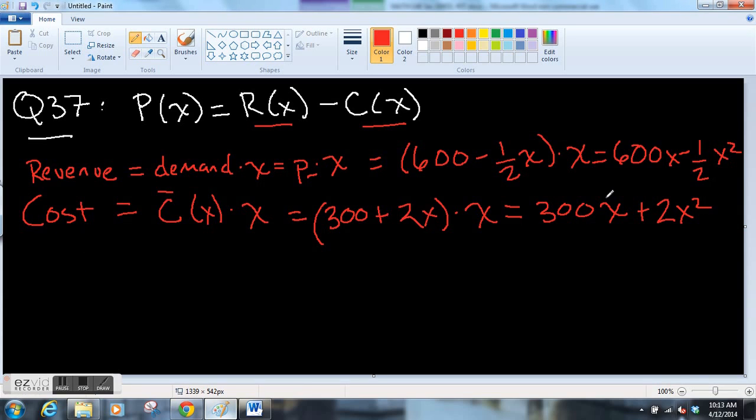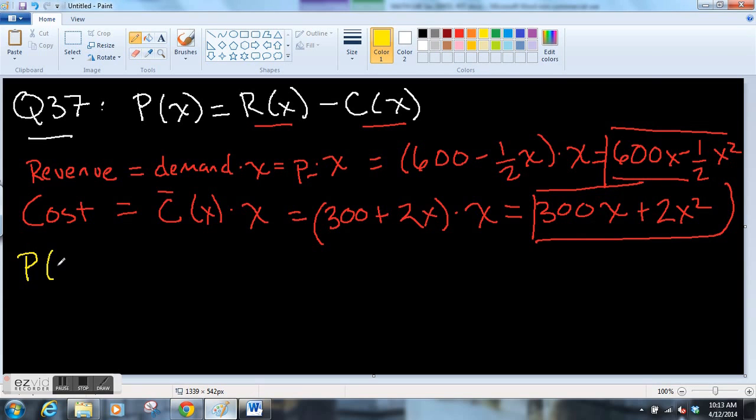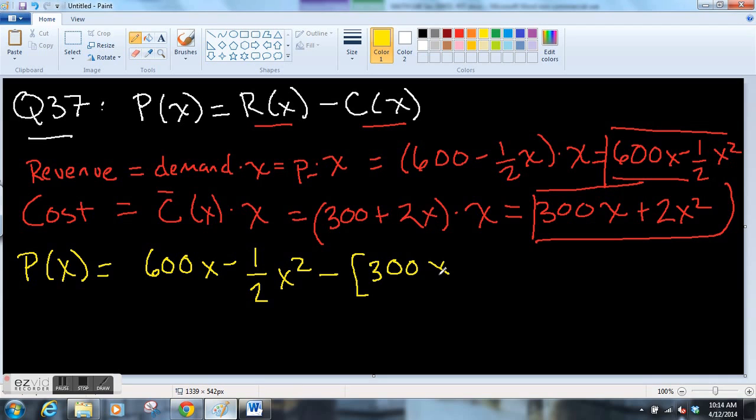So now we have the revenue function here, 600x minus 1/2 x squared, and we have the cost function. So we are back in business. So to find the profit, the profit function P of x is equal to the revenue function, 600x minus 1/2 x squared, minus the cost function, which is 300x plus 2x squared.